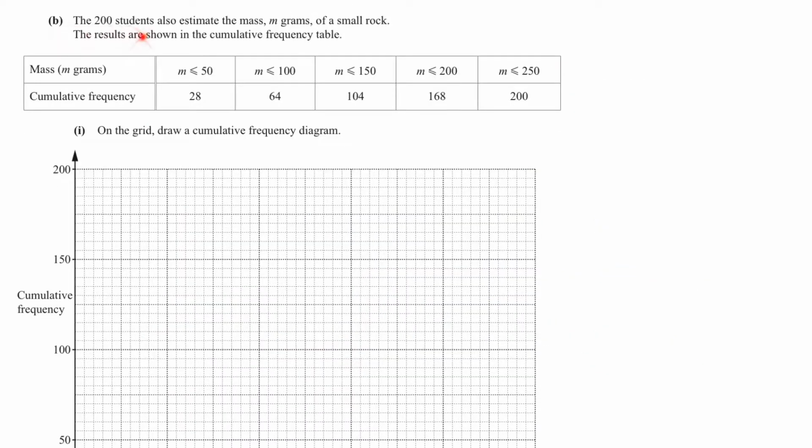B. The 200 students also estimate the mass of a small rock, and we have been given a table, and on the grid we have to draw a cumulative frequency diagram. So these are your x values and these are your y values.